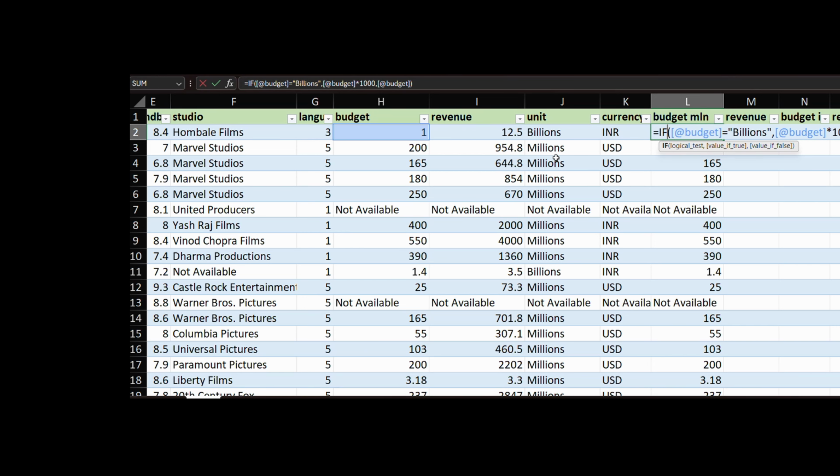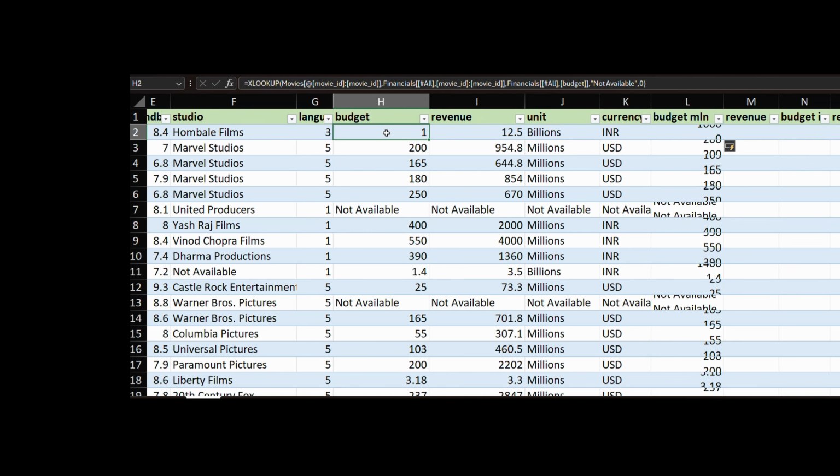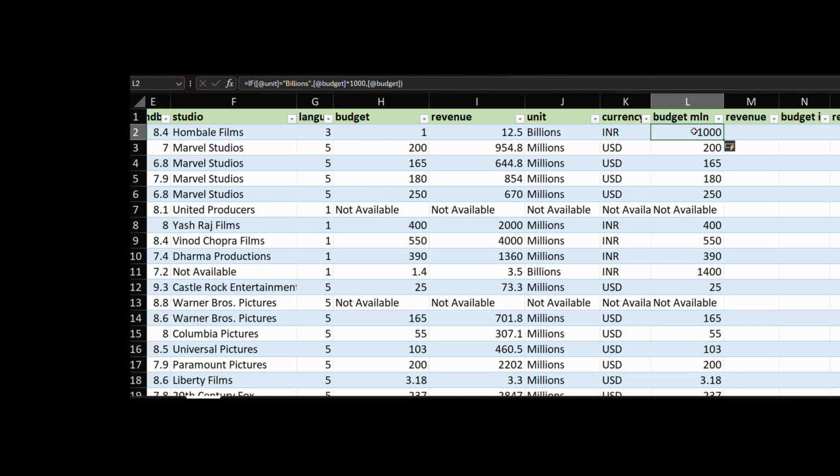So for that, you have to use the unit: if the unit equals billions, then multiply the budget by 1000. Look at the formula. Now you get the correct values: if the budget is 1 billion, it gets multiplied by 1000, so 1 billion equals 1000 million.